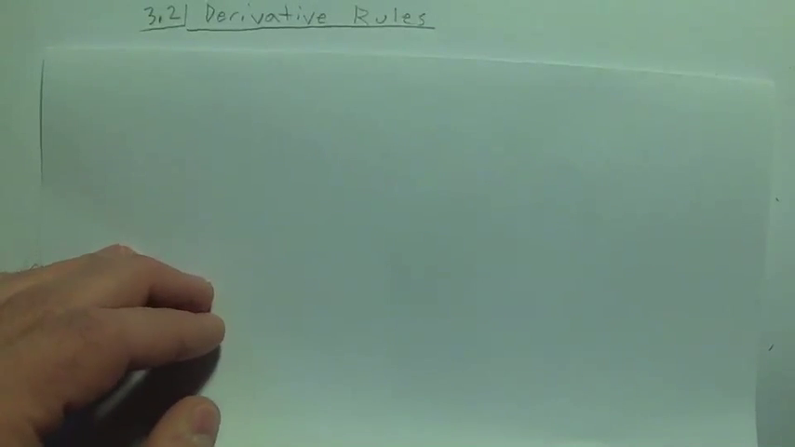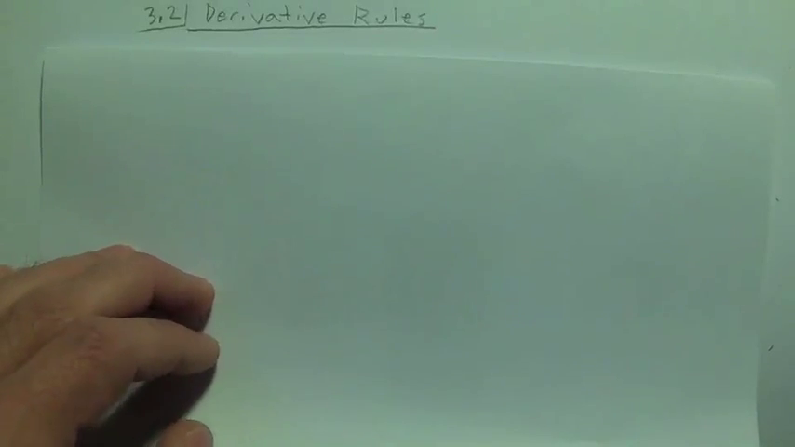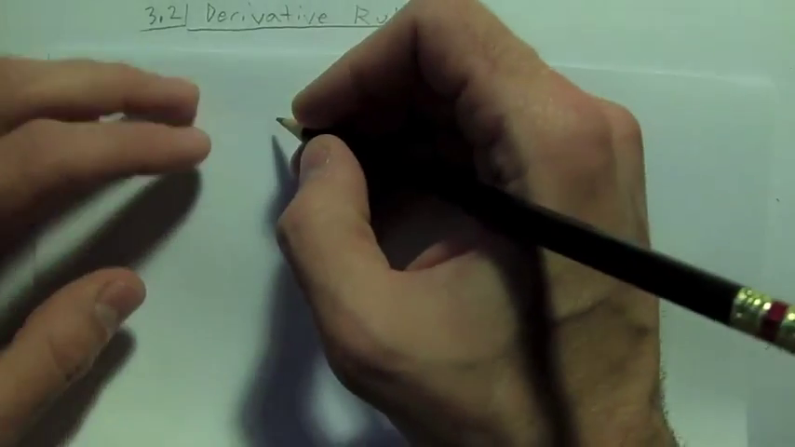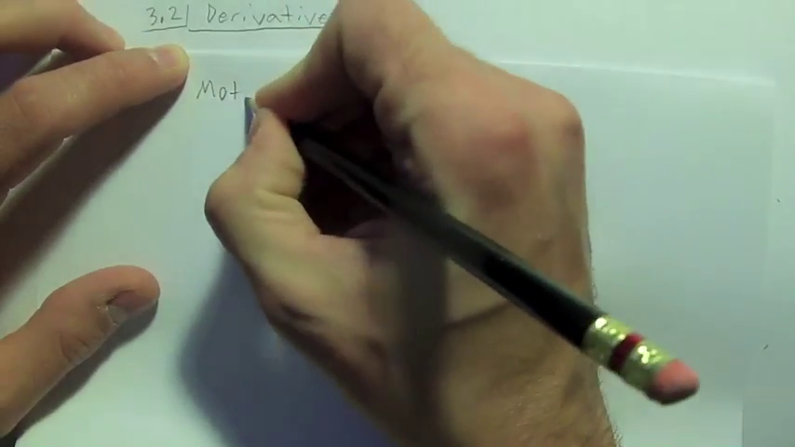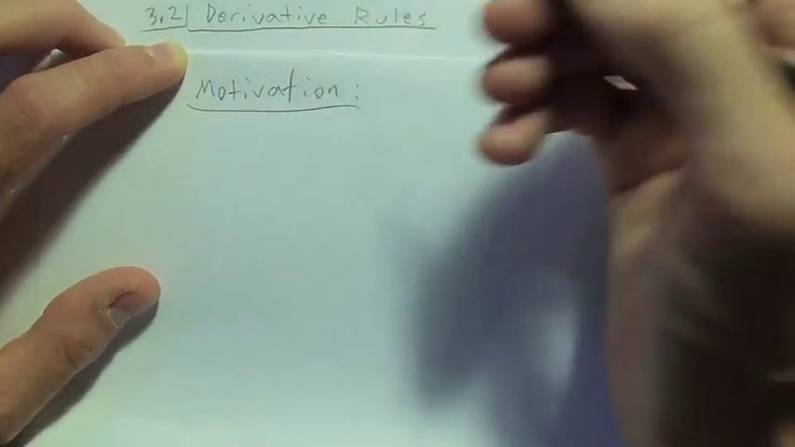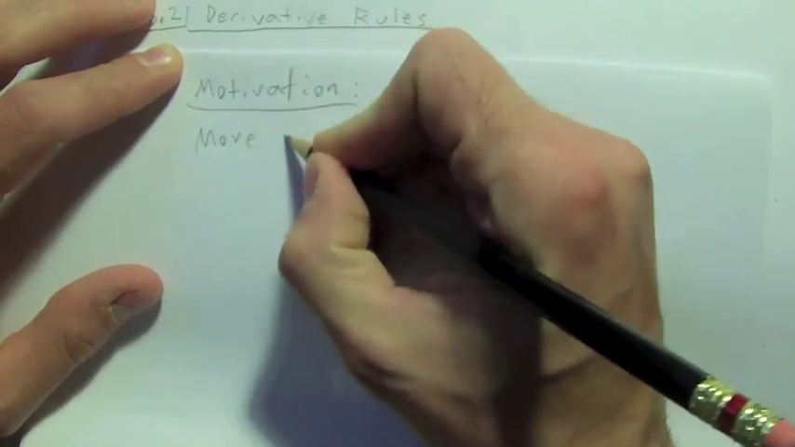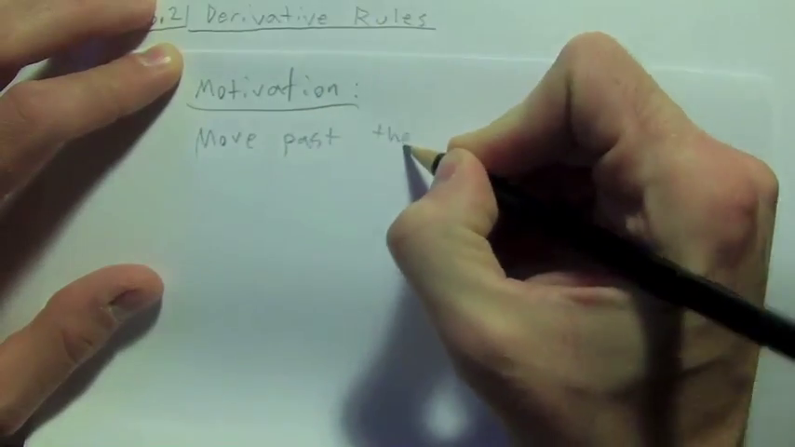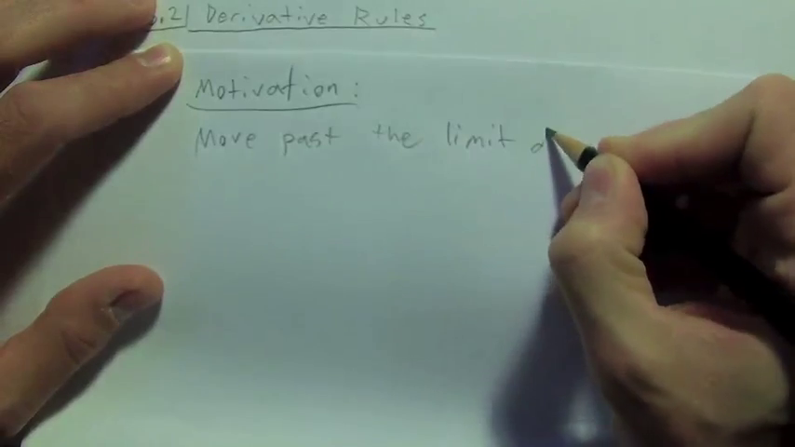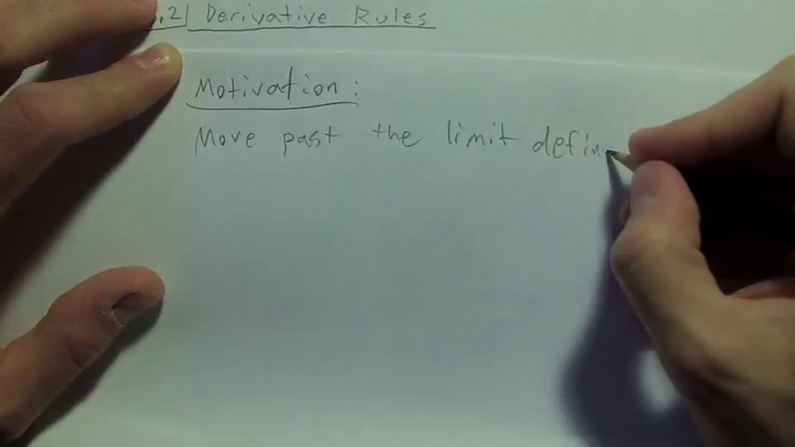Right, and so the first step is usually calculating the derivative, right? Evaluating the derivative, finding f prime of x, and that takes a long time when you're using the limit definition. So that is our main motivation here, is to try and go beyond or move past the limit definition. Mainly because it takes too long, right?